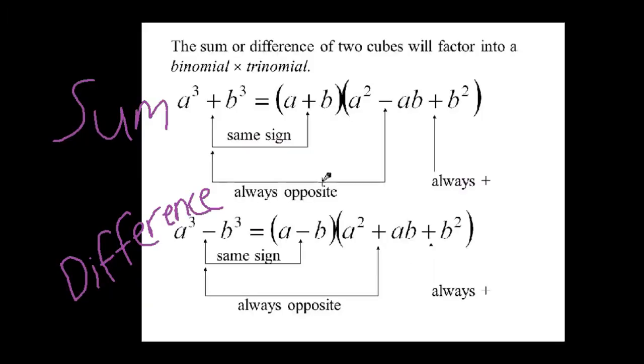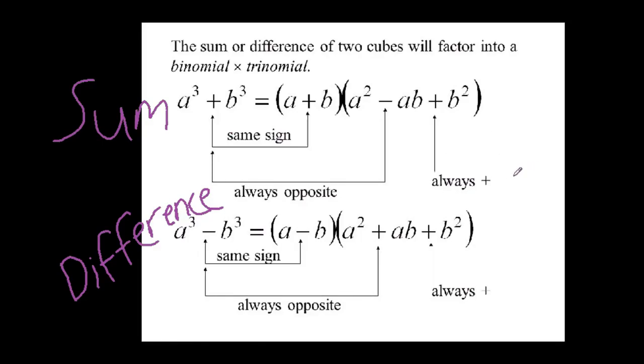So now let's go over the actual formula. So here are the two formulas we're going to be using for this section. The sum formula and the difference formula. Here's the sum formula, here's the difference formula, and they're written out like this. A cubed plus B cubed is equal to A plus B times A squared minus AB plus B squared.